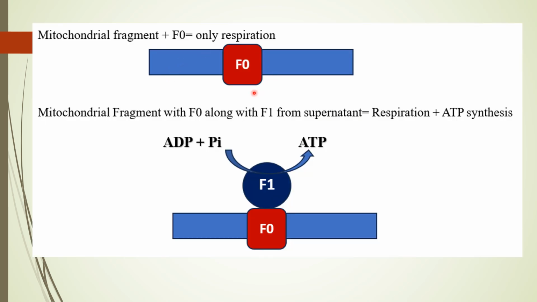So, the mitochondrial fragment plus the F0 is only contributing to respiration. While when you have F1 along with it, which is coming from the supernatant, ATP synthesis is also taking place.